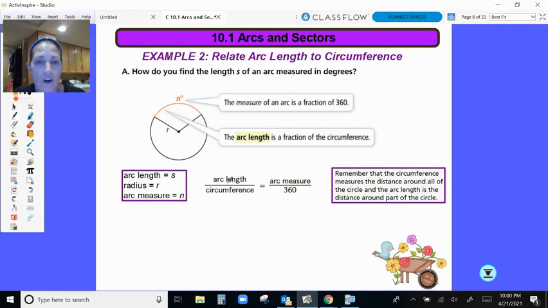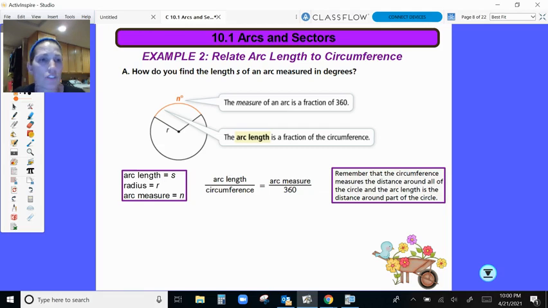So our arc length over our circumference is the same as our arc measure over 360. That ratio is the same, right? So that was 1/4. Then this would be arc length over my circumference. So my piece of my circumference over my whole circumference. So we can kind of remember part to whole over part to whole.